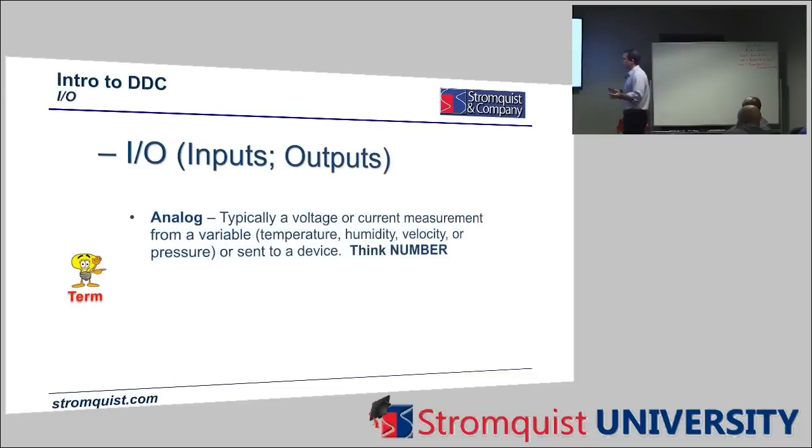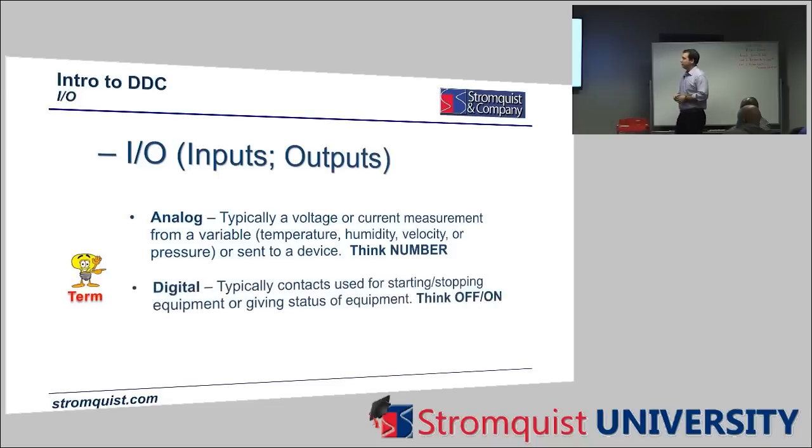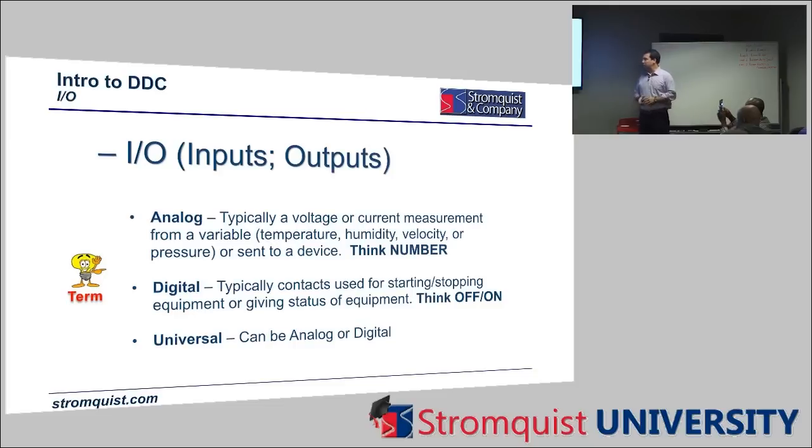So I/O is inputs and outputs, and I know that you guys probably know that. But when you break down I/O, you've got to look at it in different types when you're wiring up a controller, because a controller doesn't all come with universal I/O. You've got to know what it is. So if you have an analog input or output, it's got to go to a piece of hardware or something like that that accepts analog.